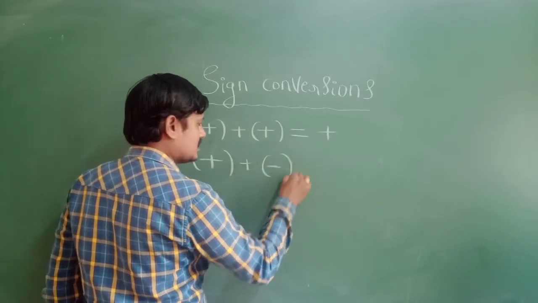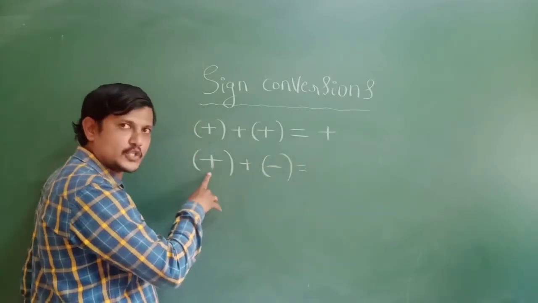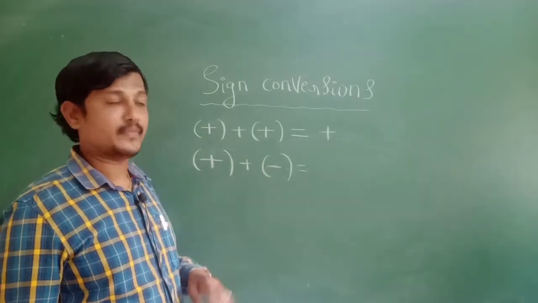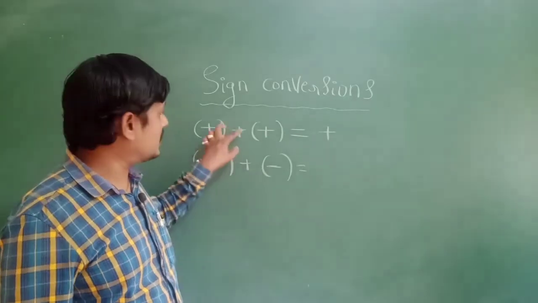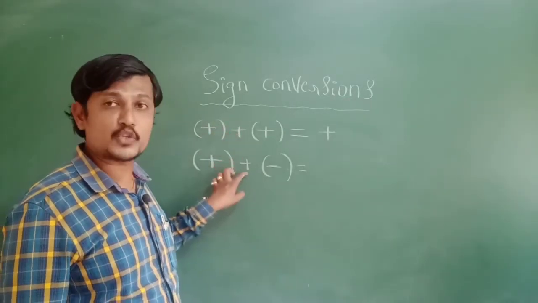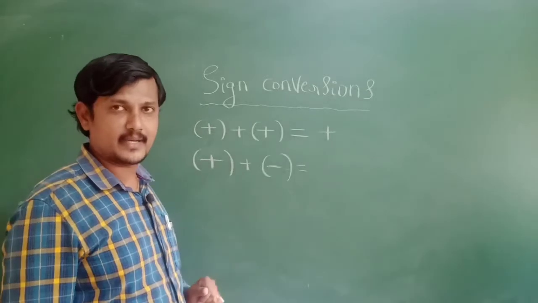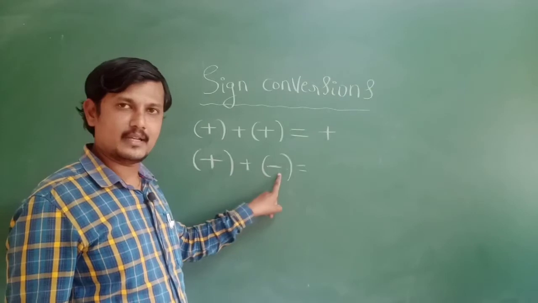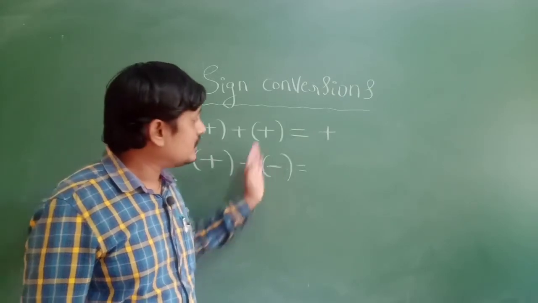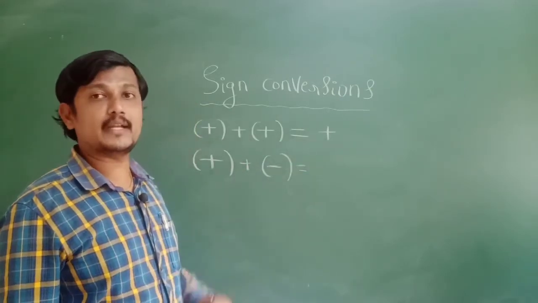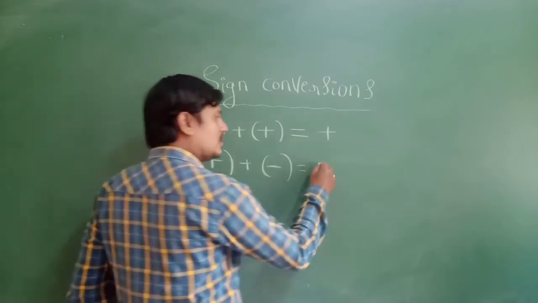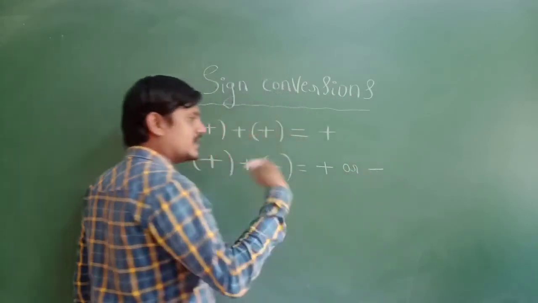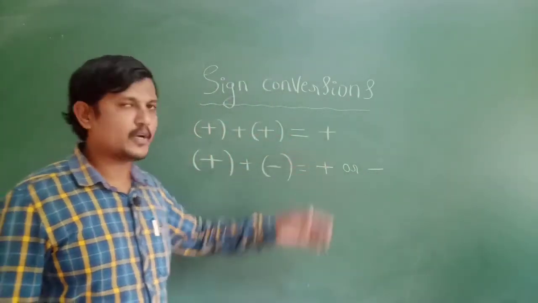minus. One number here positive is there, another number here negative is there. Then what is the sign? It is not multiplication. Here it is positive, means addition is there, right? First term positive number, then this number is negative term, then answer is positive or negative? It may be positive or it may be negative. It depends.